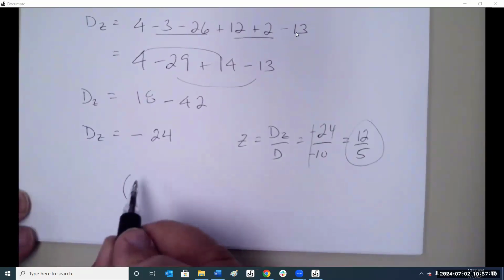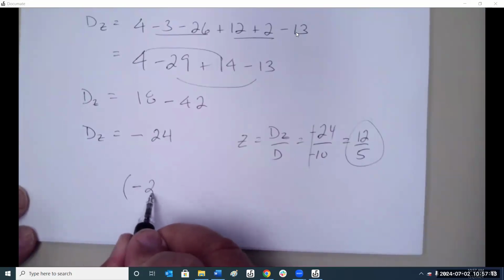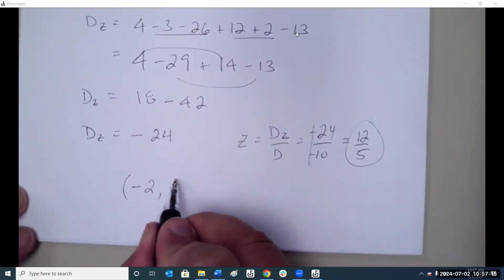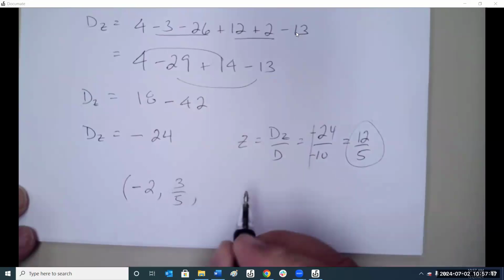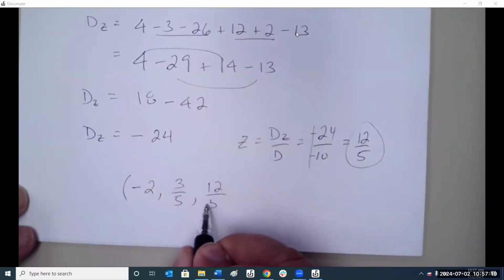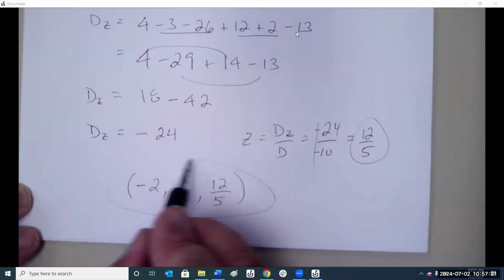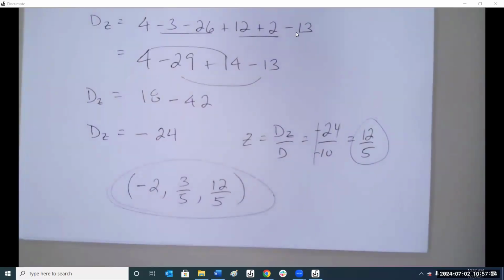So the place where all three of these meet would be at -2, 3 over 5, 12 over 5. That's the point where all these lines intersect in 3-dimensional space. So yeah, Cramer's rule is a lot faster, a lot cleaner, a lot easier to use than substitution, elimination, or graphing.